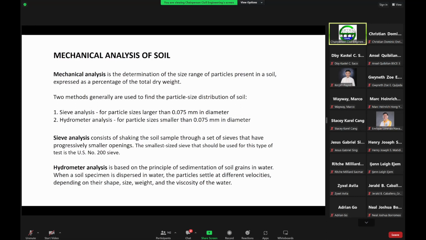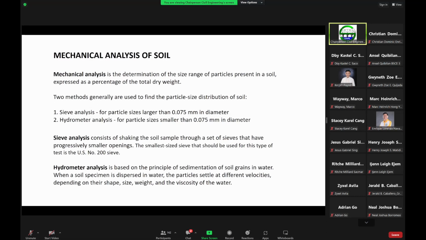Now, there are two methods generally used to find the particle size distribution. For particle sizes larger than 0.075 millimeters in diameter, we normally do the sieve analysis. But for particle sizes smaller than 0.075 millimeters in diameter, we normally do hydrometer analysis. Although in practice, normally we just do the sieve analysis.